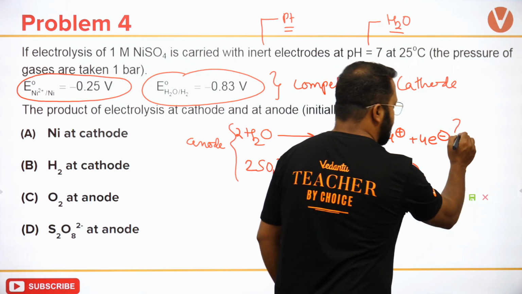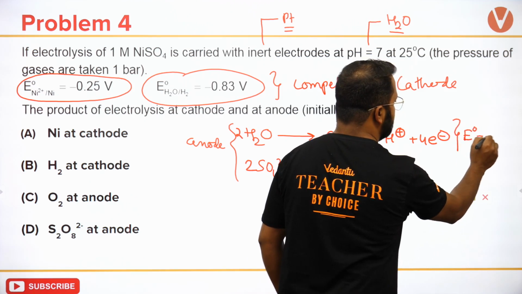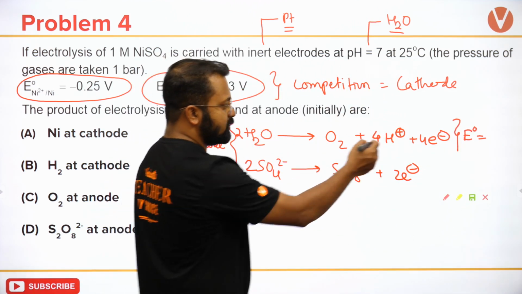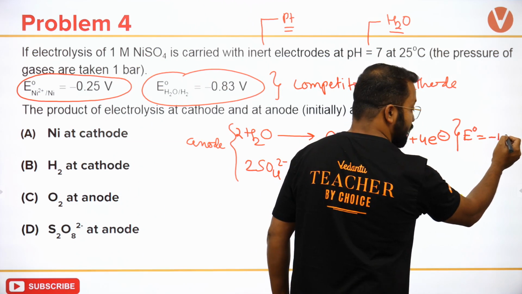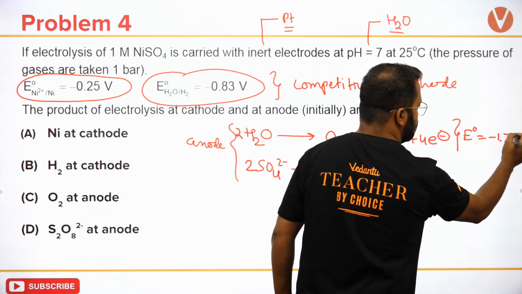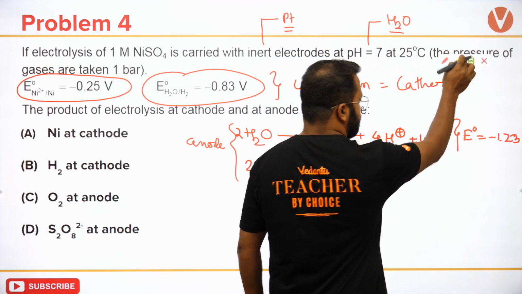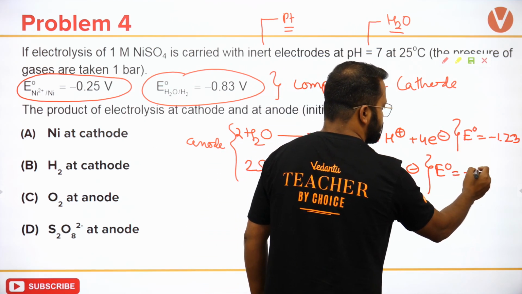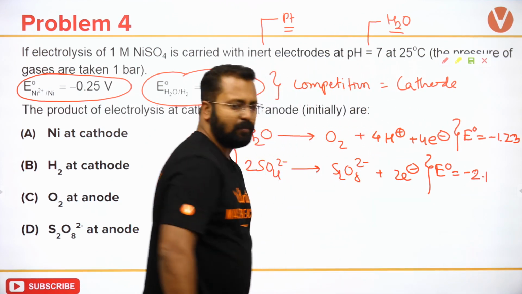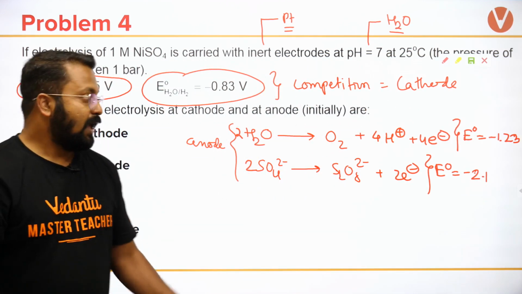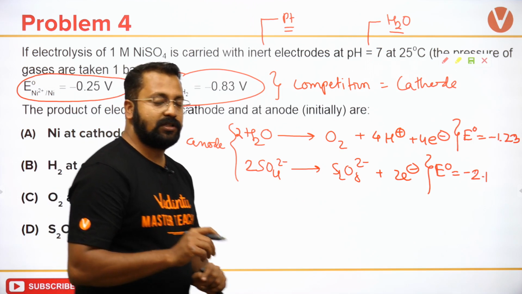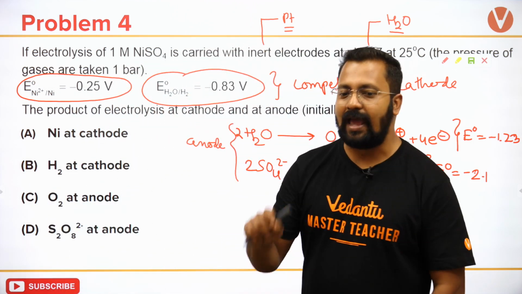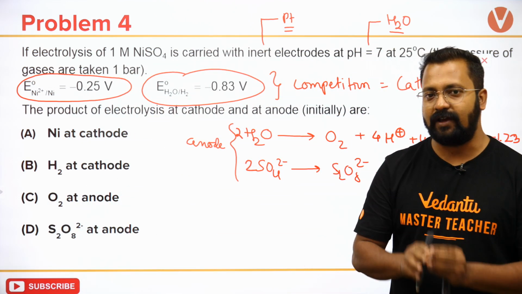Now for this reaction, E naught value कितना होता है? इसके लिए -0.83, इसके लिए -1.23. Okay, -1.23, and for this E naught value is -2.1, something like -2.1 होता है. So I have to look for that process in which del G is as less positive as possible.